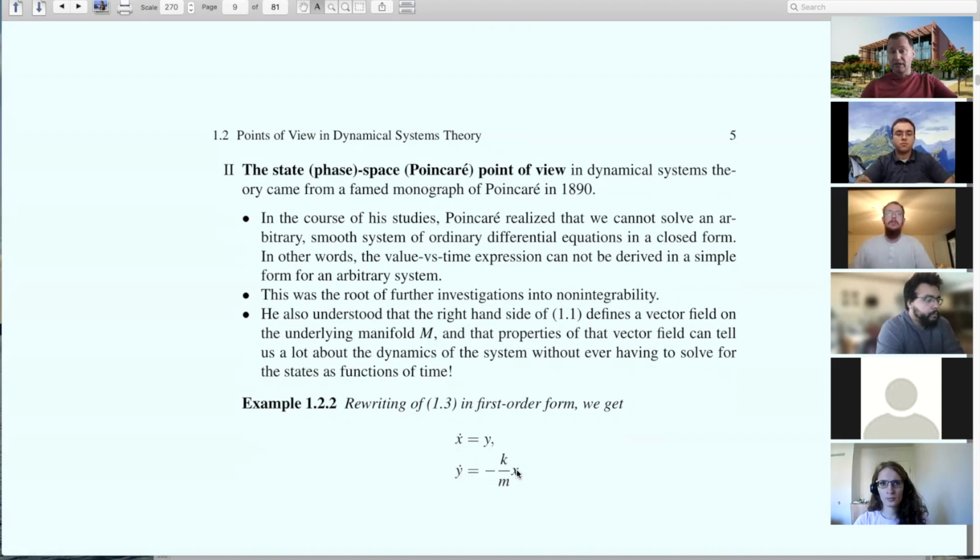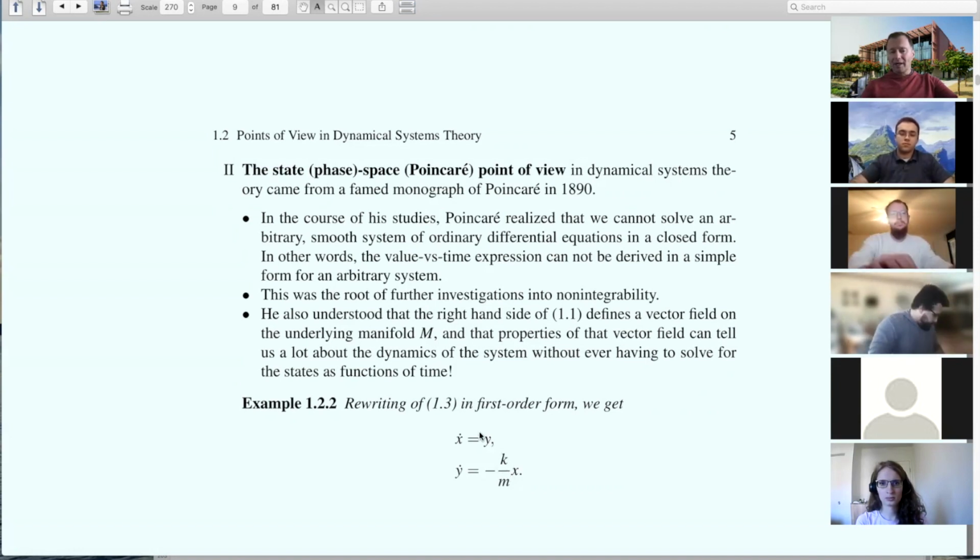For example, if you want to simulate these equations using, let's say, Runge-Kutta in software like MATLAB, it is going to require you to put it in first order system form. But an important thing is that Poincaré realized that the right-hand side of this can be thought of as a vector field.